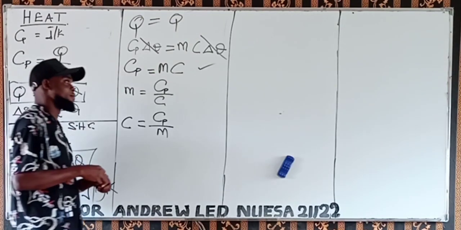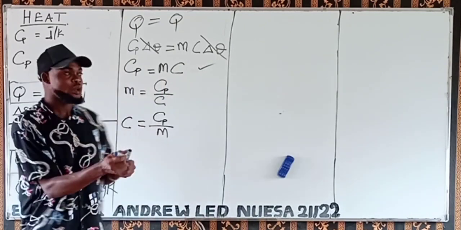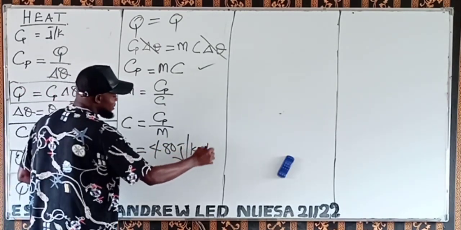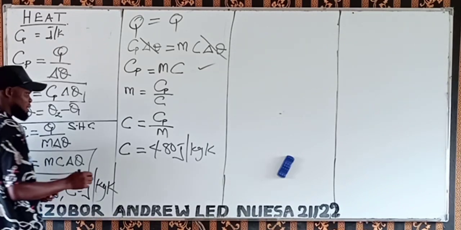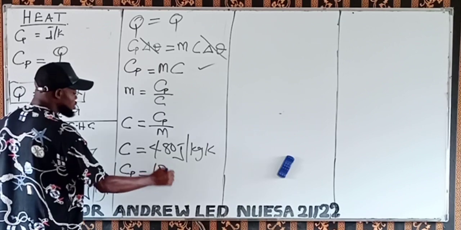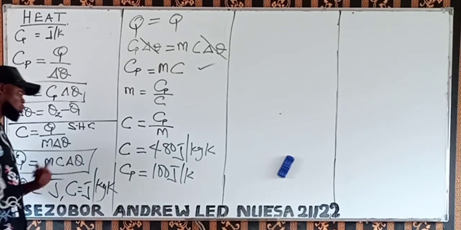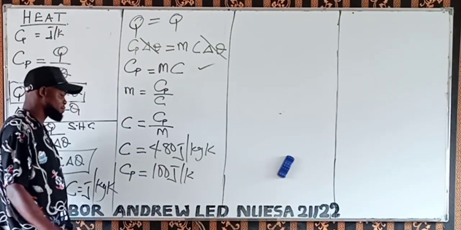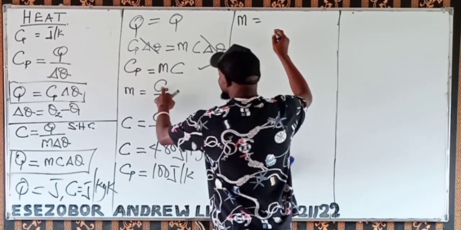What is the mass of a particular body whose specific heat capacity is 480 joules per kilogram per Kelvin, and heat capacity is 100 joules per kilogram? What is the mass of the body whose specific heat capacity is 480 joules per kilogram Kelvin, and heat capacity is 100 joules per kilogram?